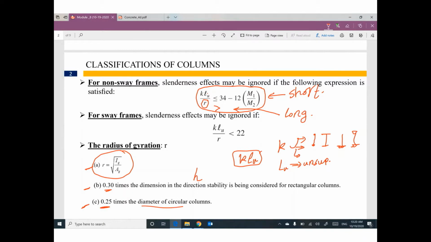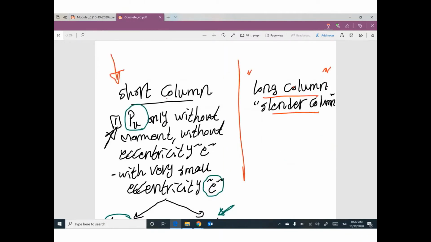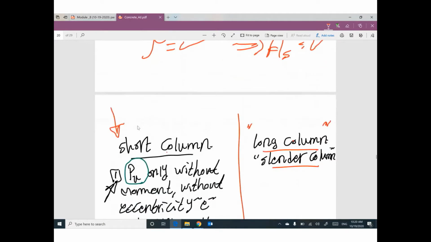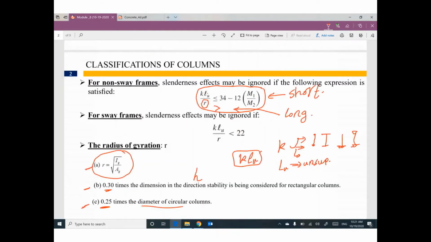So, first step before starting to design your column, you have to decide if your column is short or long. If the problem didn't say whether it is a short column or a long column, please, you have to check. You have to check if this column is long or short based on this expression.